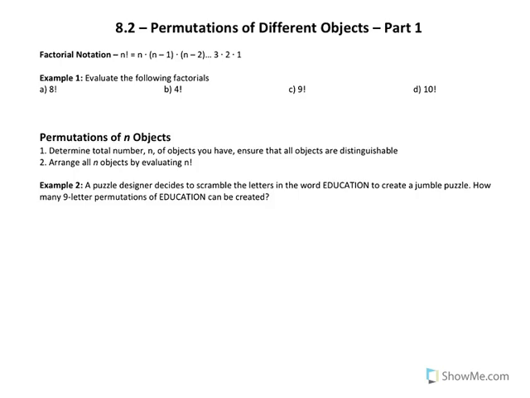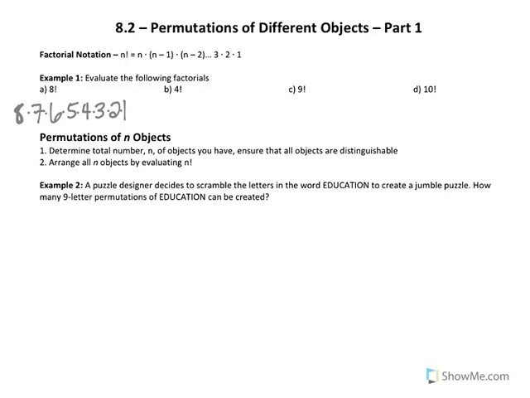8.2 Permutations of Different Objects, Part 1. So we have what we call factorials. A factorial is a number evaluated all the way down to 1. So 8 factorial is the same as 8 times 7 times 6 times 5 times 4 times 3 times 2 times 1. There is a button on your calculator that will evaluate factorials, or you can type in 8 times 7 times 6 and so on.